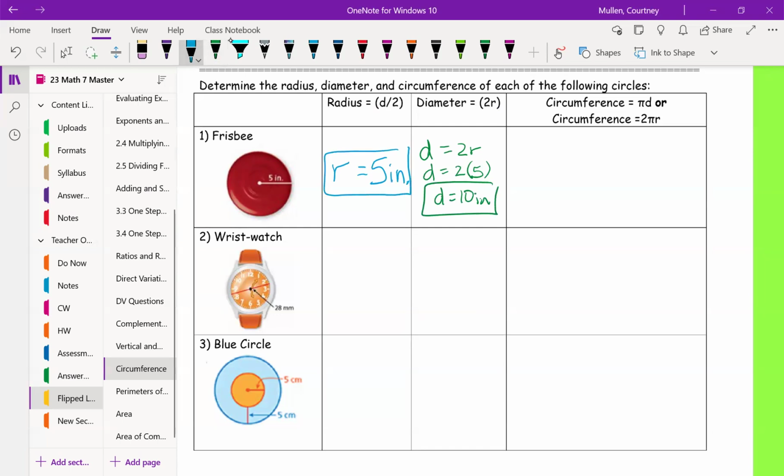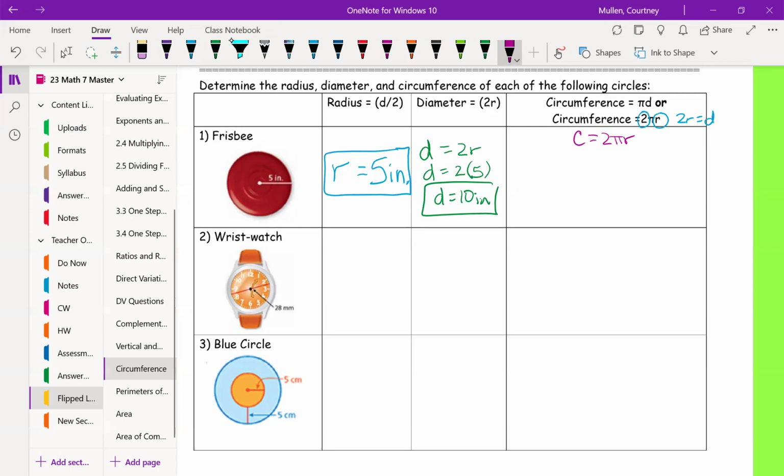Now, to calculate the circumference, we can use one of two formulas. Circumference is pi times diameter, or it's 2 times pi times the radius. And these are equivalent because 2 times r equals the diameter. So these formulas are equivalent. We're going to use both and just be flexible. Let's go with C equals 2 pi r.